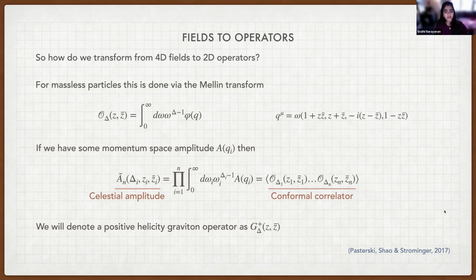So here I've denoted an operator in the CCFT by this fancy O, but what follows will denote an operator corresponding to a graviton as G delta. So anytime you see a G delta, we're talking about a graviton.